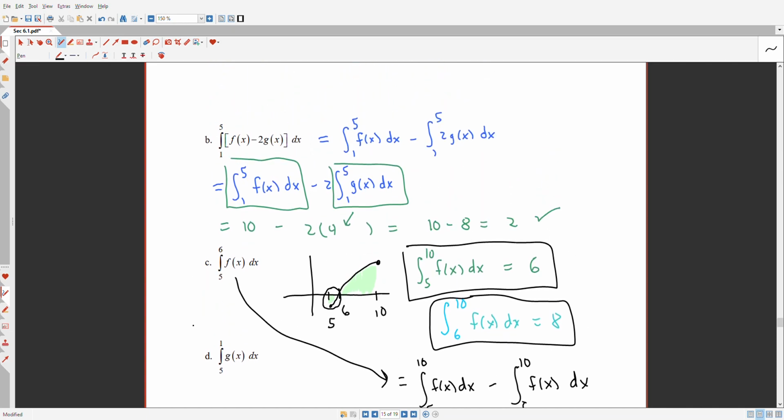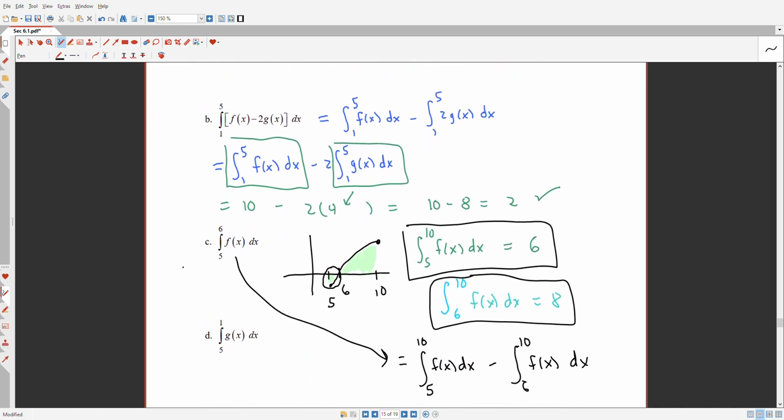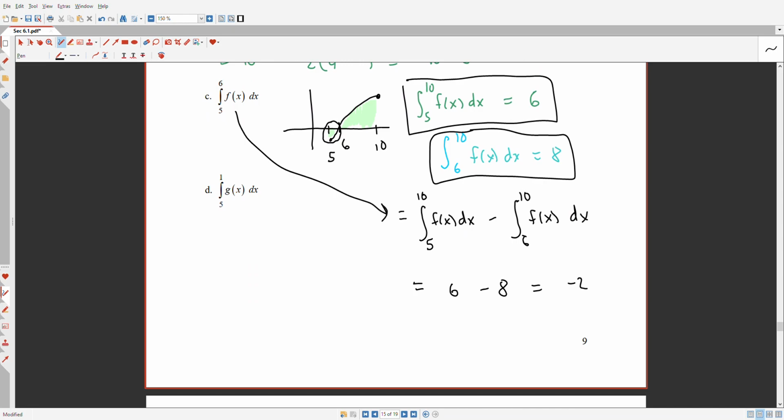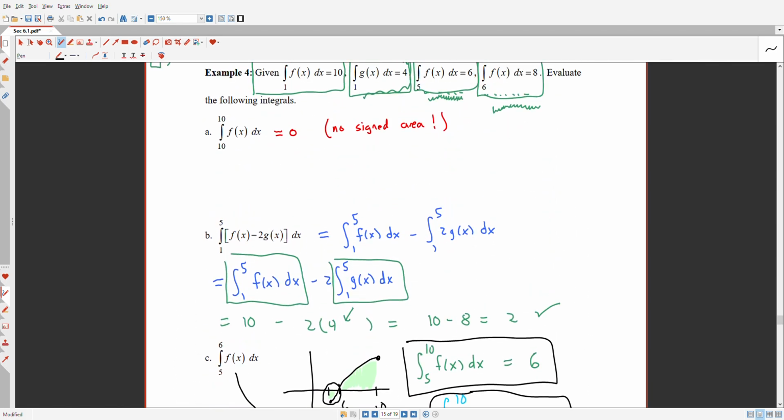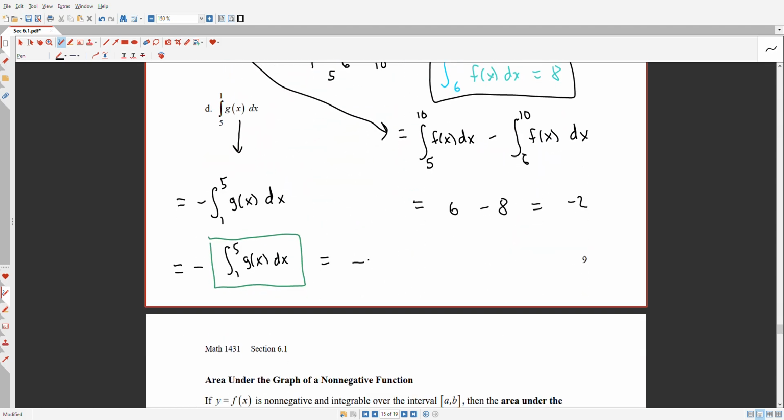So let's try part D. It says, what is the integral from 5 to 1 of g of x? Well, if you don't like seeing the lower limit of integration being a number that's bigger than the upper one, you can always flip them at the cost of introducing a negative sign. Hopefully they told me enough information to do this definite integral up above, and I think they did. So this should be negative, and I'll look it up in the box information above. The integral from 1 to 5 of g of x was 4, so this should be negative 4.